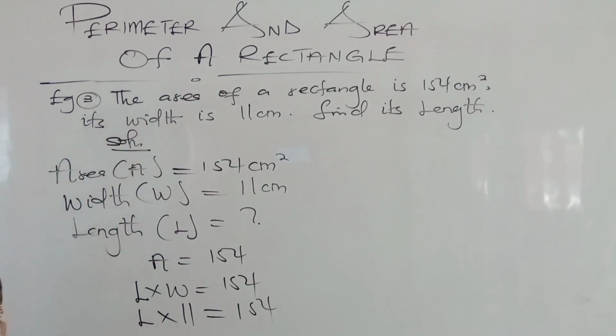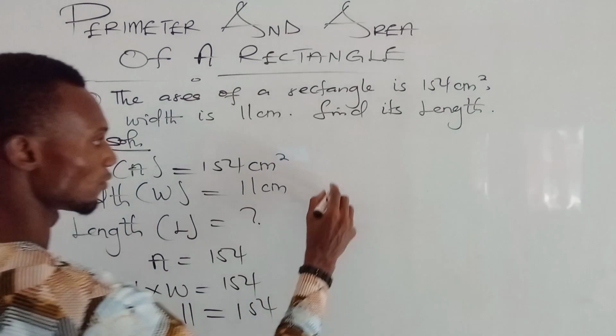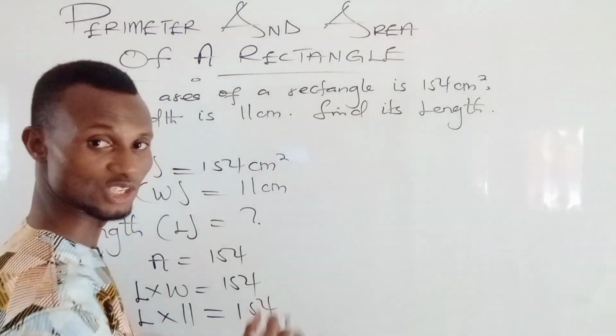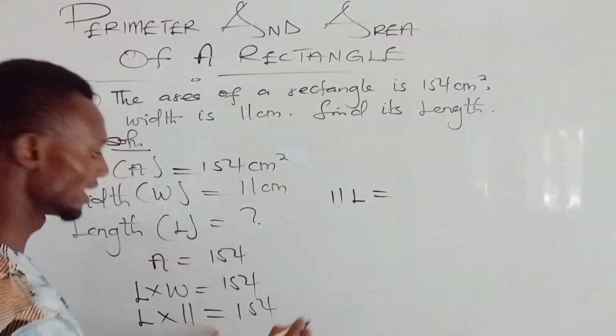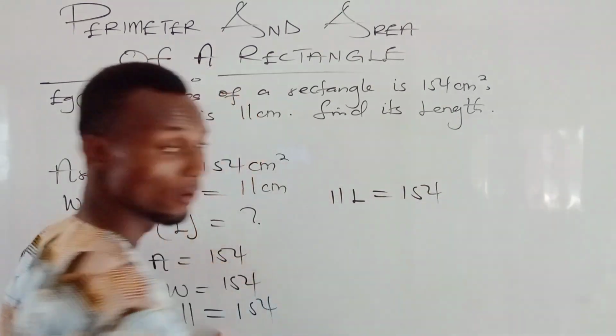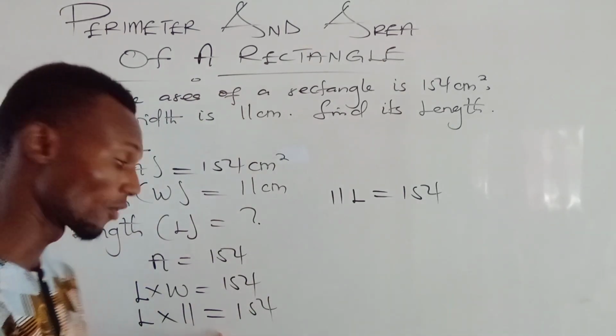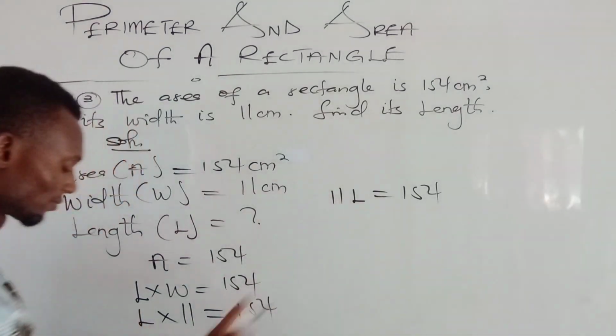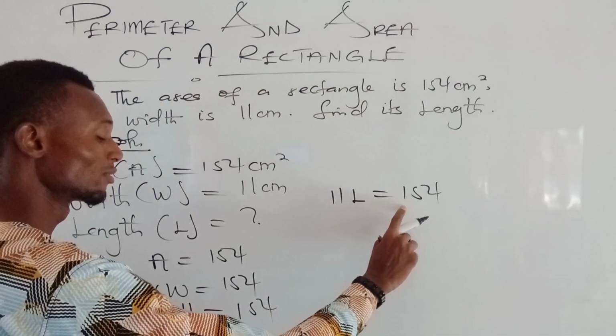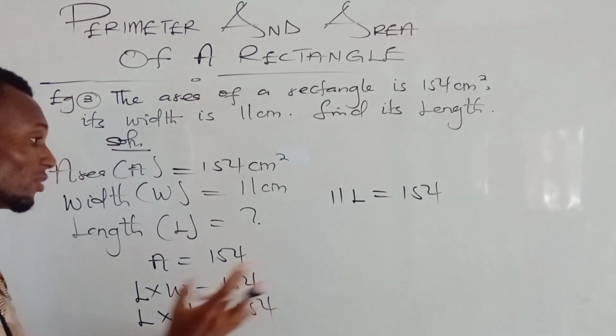Now let's go ahead and solve further. The L and the 11, they are multiplying because it's multiplication here. L times 11 will give me 11L. I hope you agree with me. So I'll get my 11L equals to the 154. I hope you are following. Not difficult. Yes, it's L times 11, 11L equals to the 154. So that's what we did.